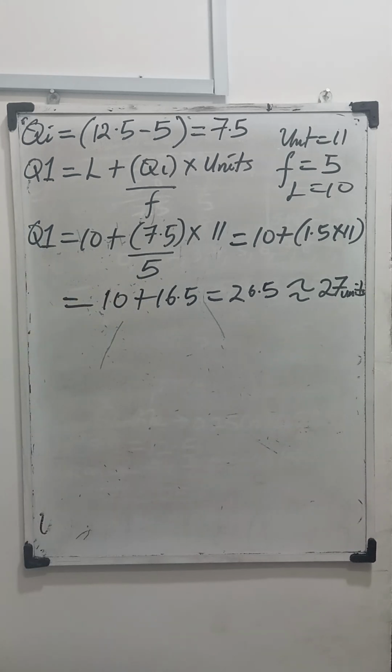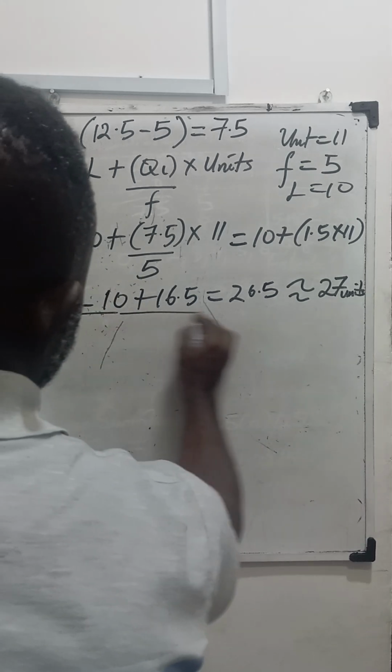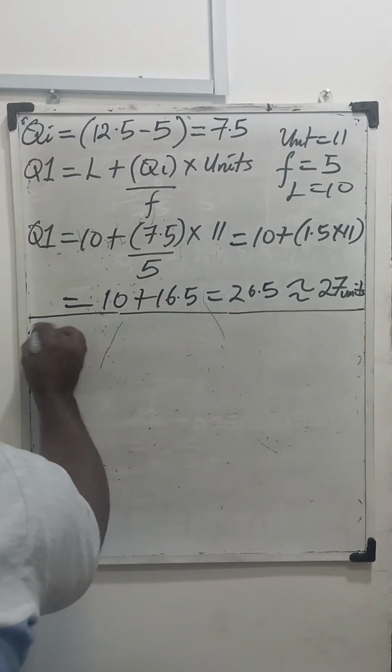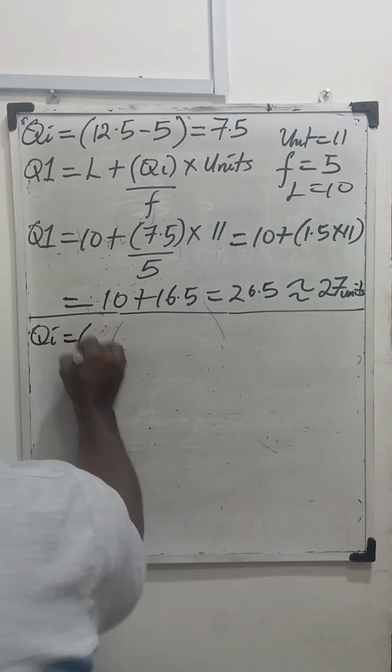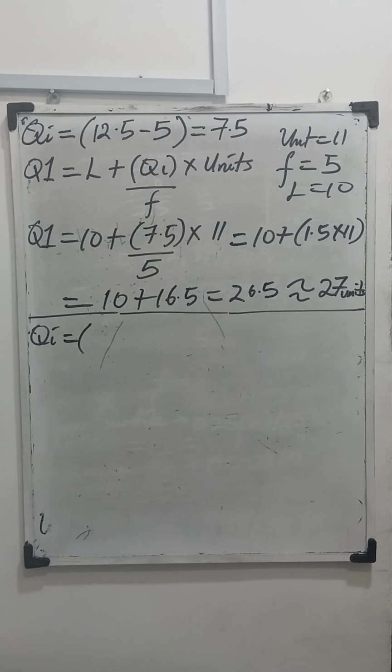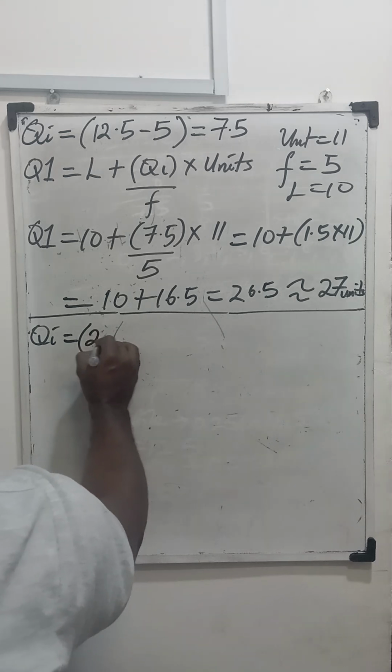I think you should first pay attention so that you can get it. So, for the median quartile, what did we get when we calculated it? What's the value for the median quartile? We had 0.5 times 50, and that gave us 25.